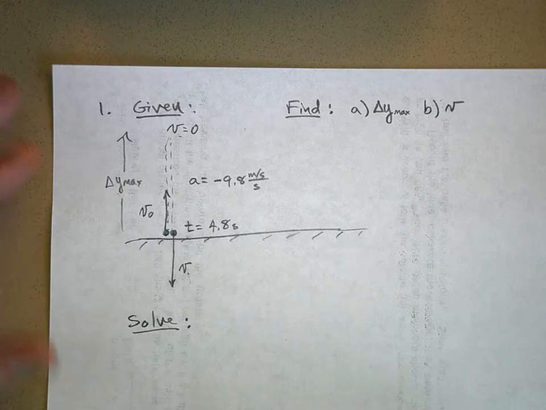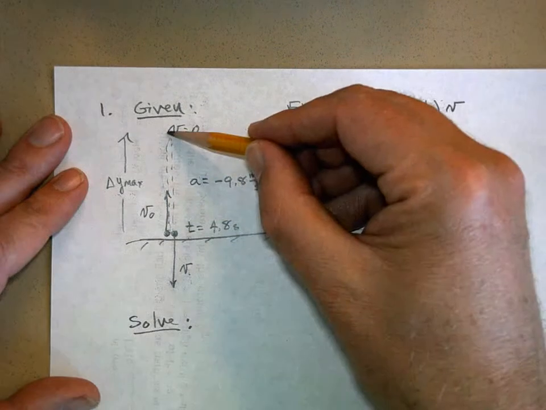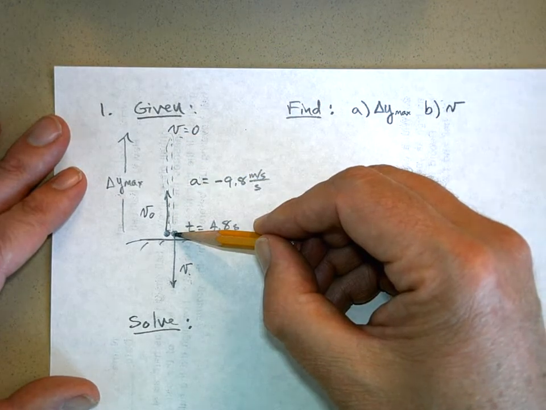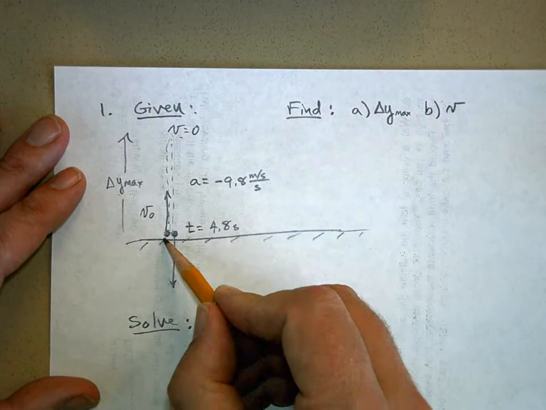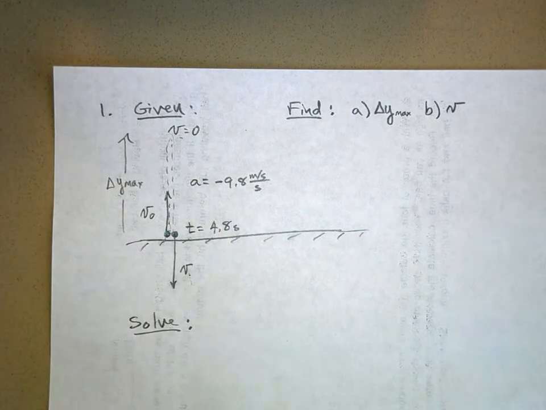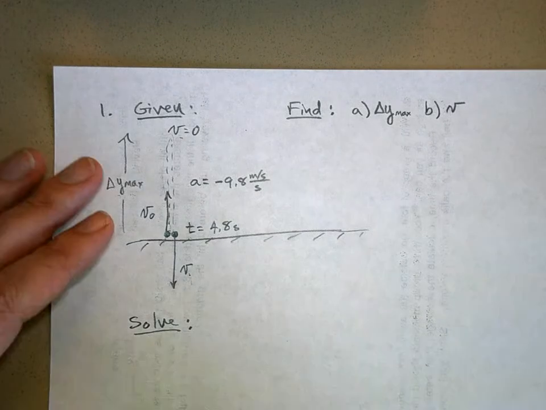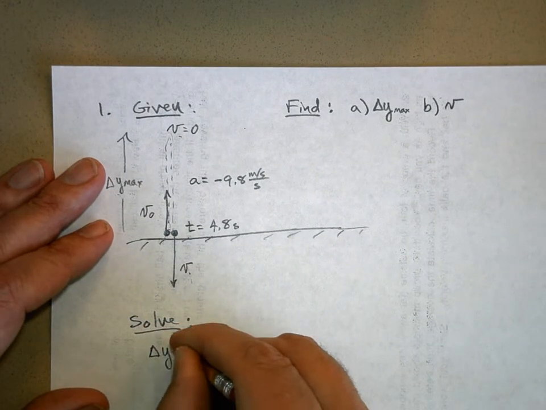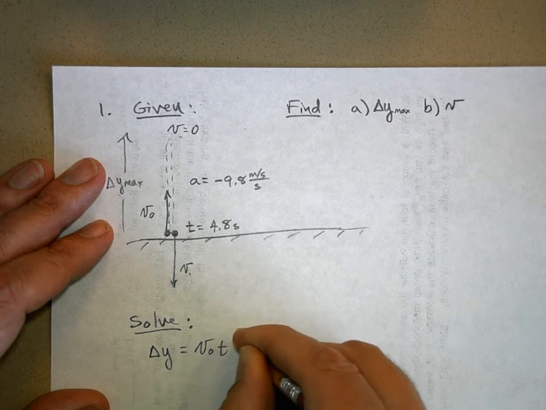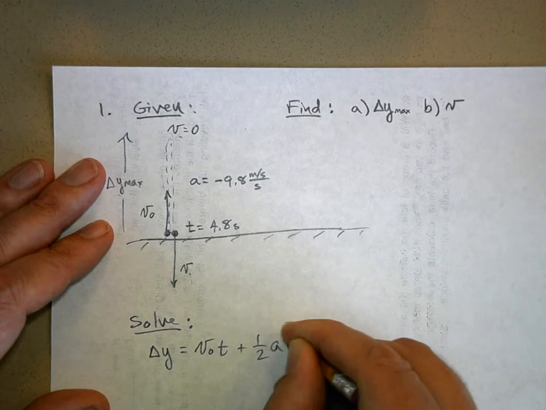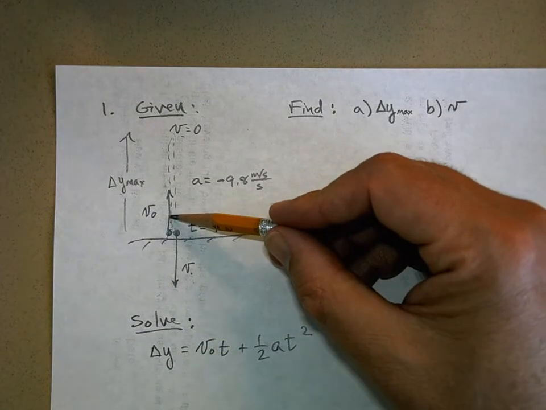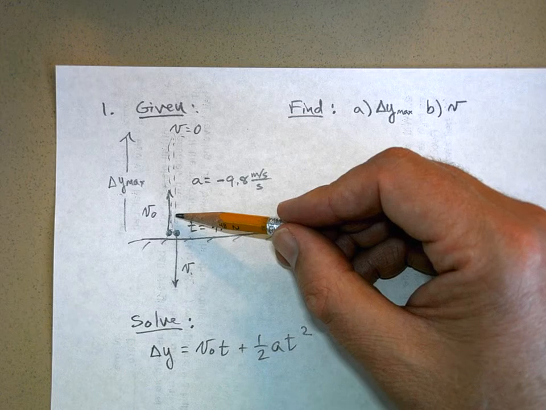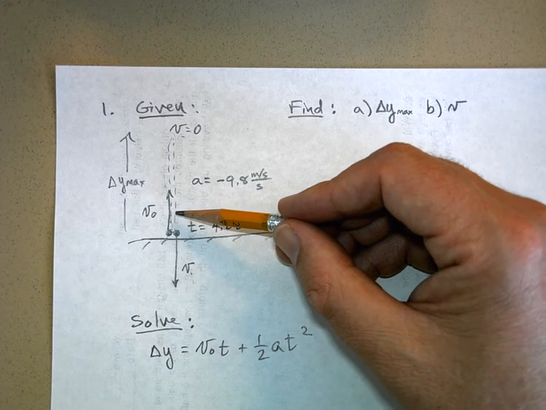Let's solve it. Well, if we look at the whole problem, goes up, comes back down, what's delta y? Well, here's my initial height. Here's my final height. It's the same. But anyway, I can say delta y equals v naught t plus 1/2 a t squared. Now, why did I pick this one? Well, I don't know what v naught is, and you always need to know what v naught is. So somehow we have to figure out what it is.